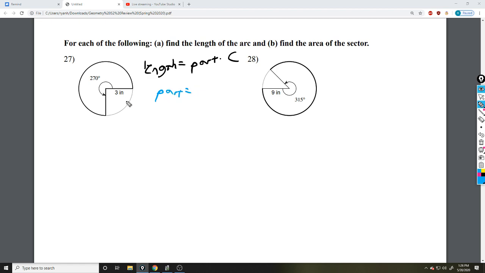To get our part, we're asking how far around the circle did we go? Well, all the way around would be 360, but we're only going 270 around. 270 degrees around the circle. So we want to take that out of 360 and reduce that. I'll tell you that this reduces to 3/4. So we're going 3/4 of the way around the circle.